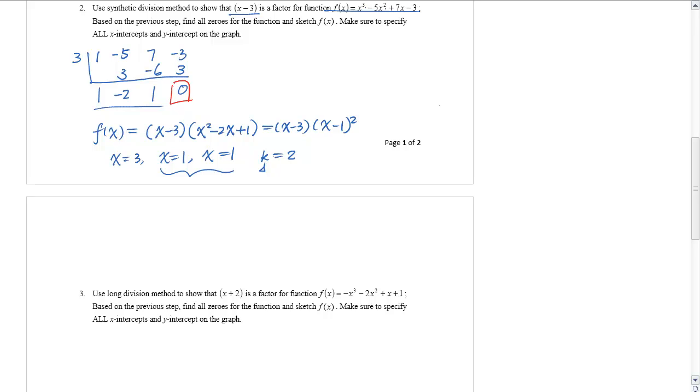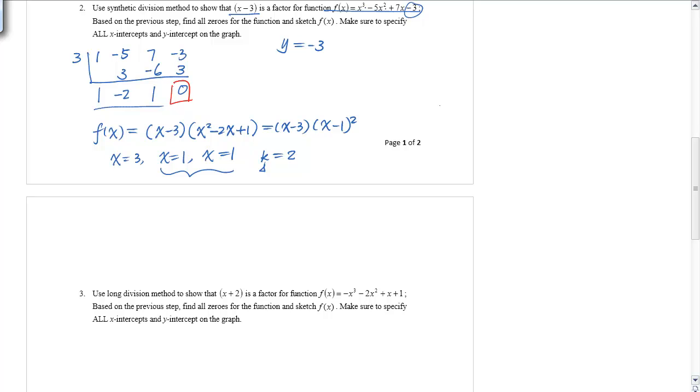Based on all this information, there's one more thing we need to find, which is the y-intercept, because we have already found the x-intercepts. For the y-intercept, again, plug in x equals 0, and y equals 0, 0, negative 3. That is simply the constant term of this function.